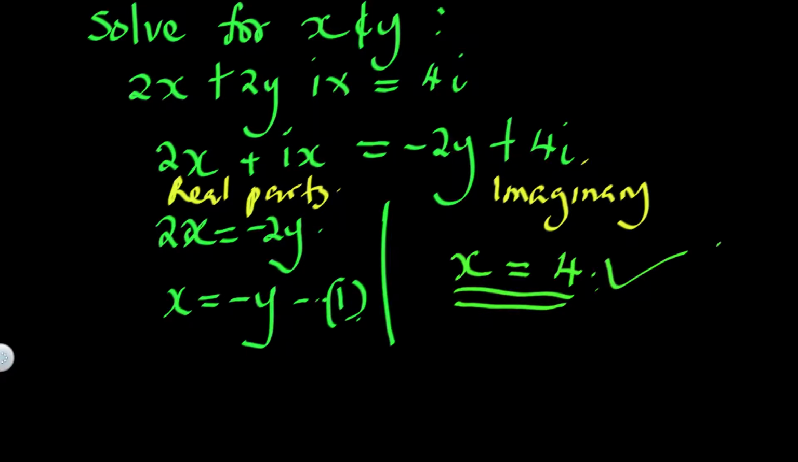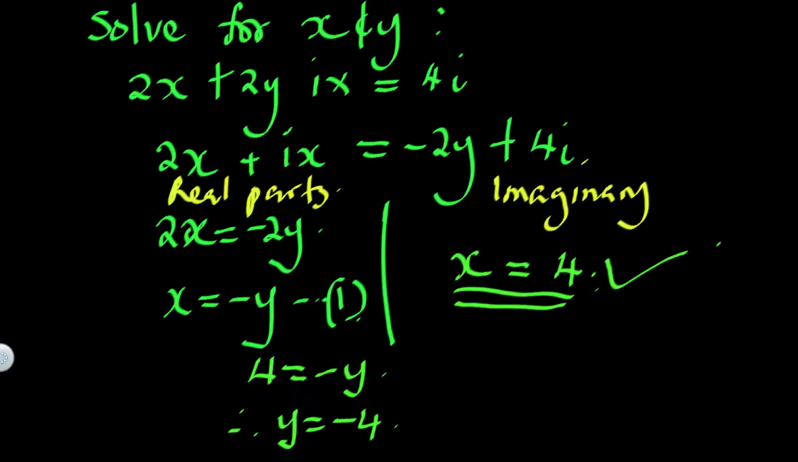If we want to solve for the y, we come back here to equation 1 and substitute x. So we have 4 equals to minus y. This means, therefore, y is equal to minus 4. This is the solution of the equation. y is equal to minus 4 and x is equal to 4.